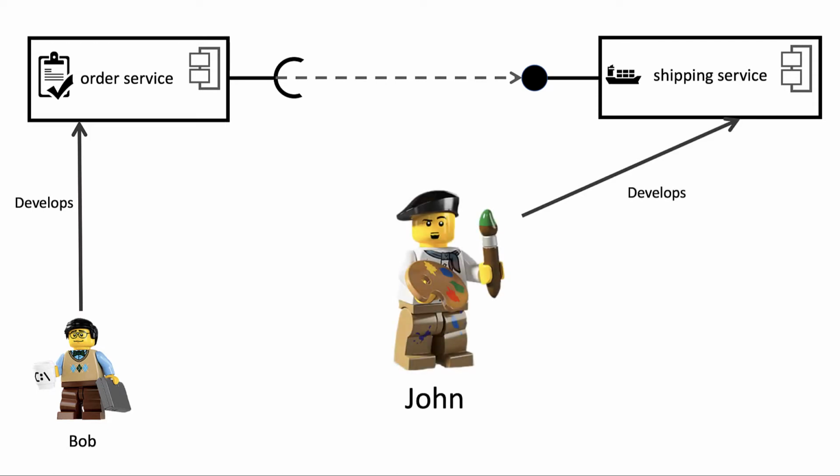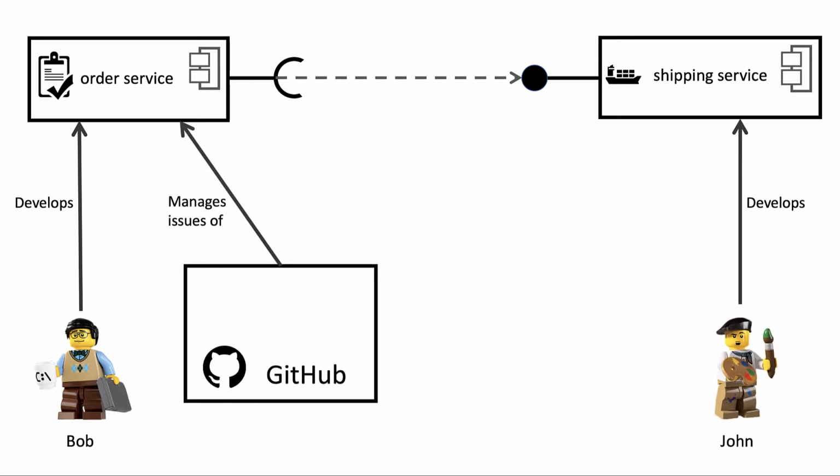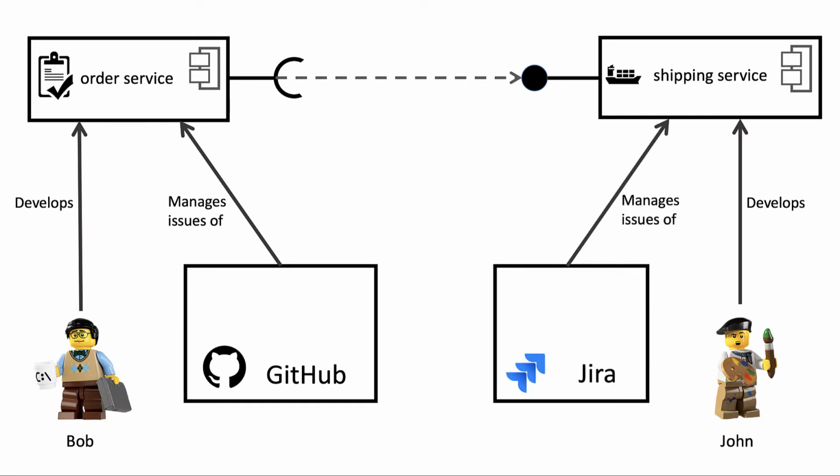As you can see, John thinks of himself as somewhat of an artist. Bob and John don't know about each other. Since the services of this component-based architecture are developed independently, each service manages its issues in an independent issue management system. Therefore, the order service's issues are managed in a GitHub repository, while the shipping service's issues are managed by John in a Jira project.